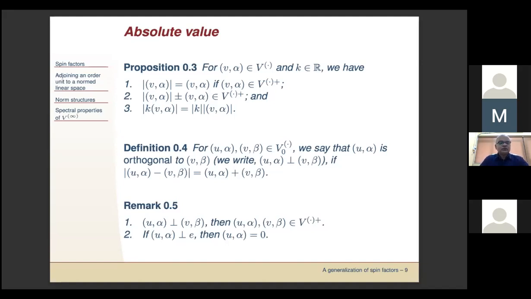The first observation we make is that if (U, alpha) is orthogonal to (V, beta), then (U, alpha) and (V, beta) must be positive. And if any ordered pair is orthogonal to the ordered unit, then the ordered pair is bound to be the zero vector. And similarly, any positive element is always orthogonal to the zero vector.